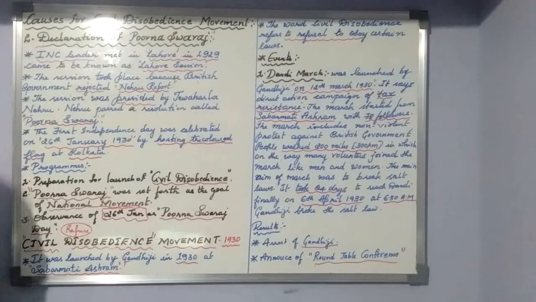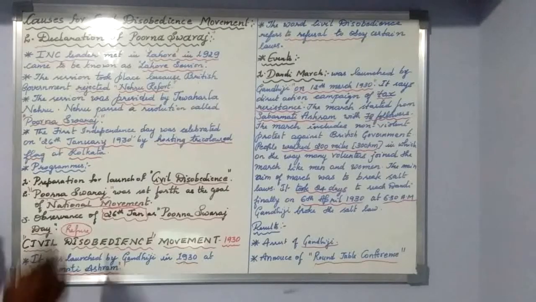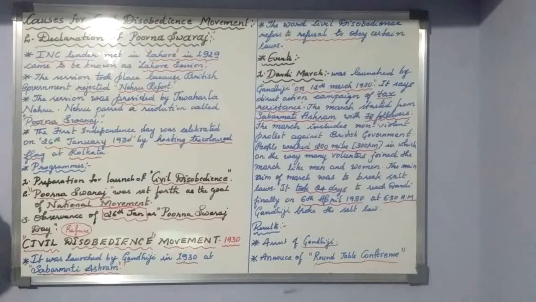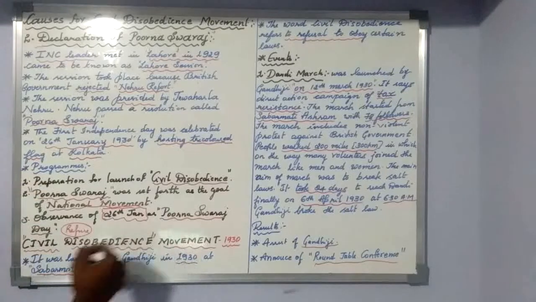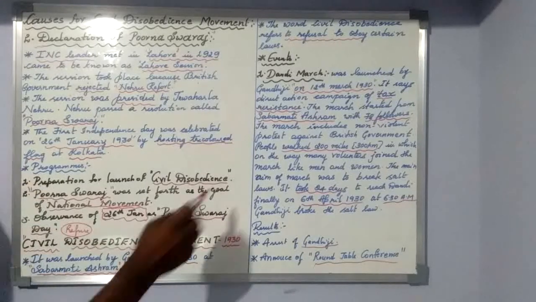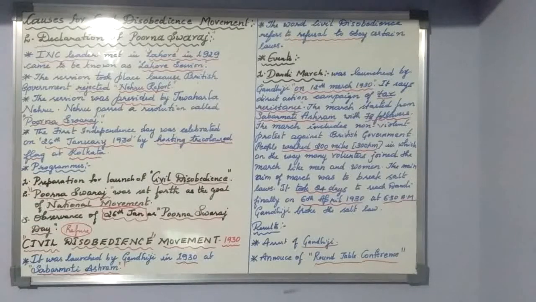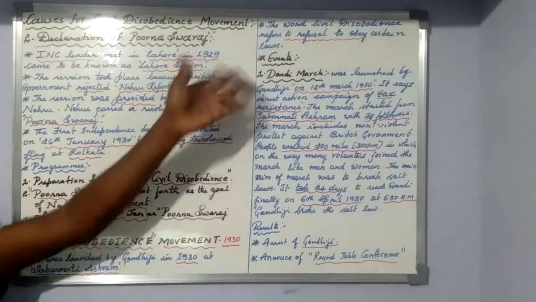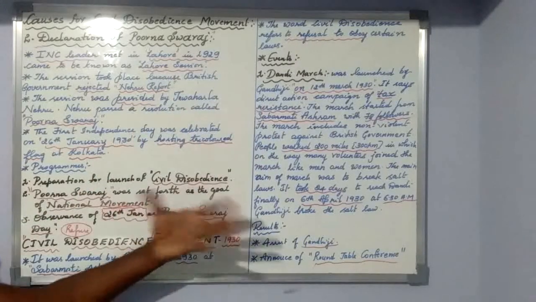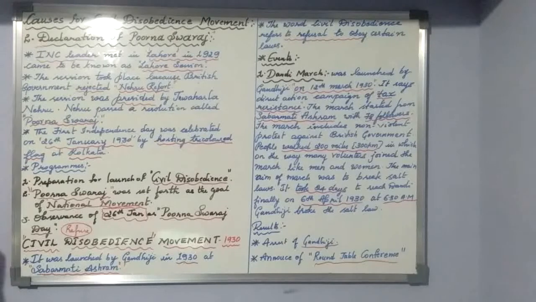What the round table conferences are, we will see in the next class. So that's about today's class: the causes of the civil disobedience movement, the civil disobedience movement and the Dandi March. These are the concepts regarding the Dandi March. And now after the Dandi March, we will go straight to the round table conference.